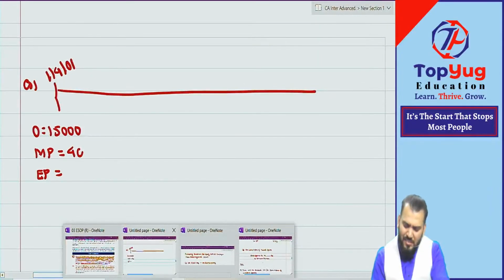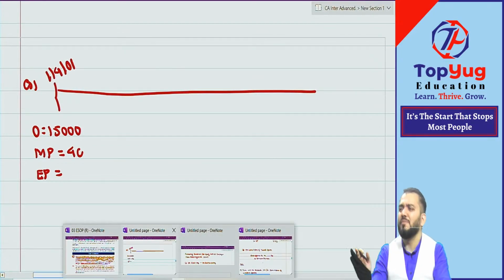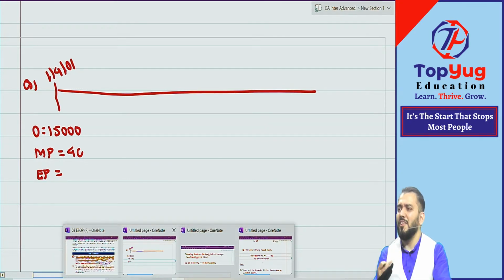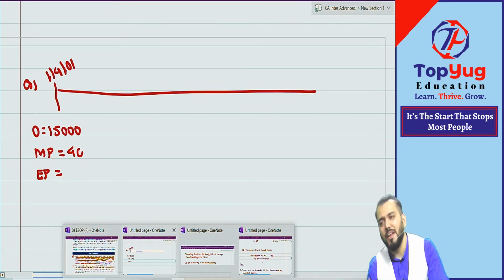Face value is useless value. What? Try to understand my emotions now. Face value, face value, why face value? If exercise price is not given, what is the best assumption you will take?